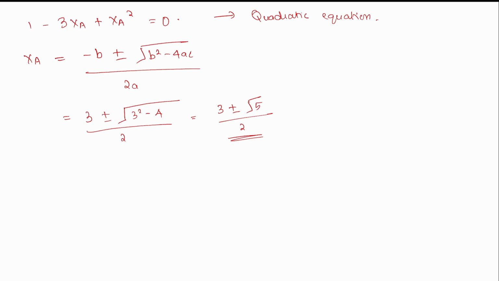So that means there are two solutions here for xa. One solution for xa will be greater than 1, the other will be less than 1. We take the solution less than 1, because the maximum value of conversion is only 100%. So xa cannot be greater than 1. Whatever solution we found that is less than 1, we take as the final answer. So this value of xa comes out to be approximately 0.382.